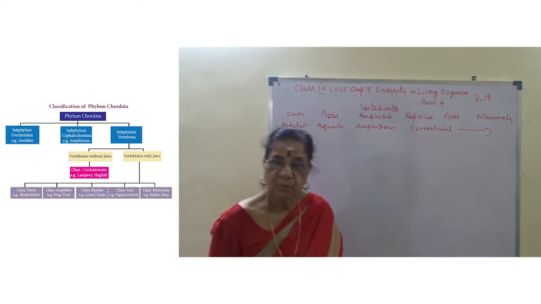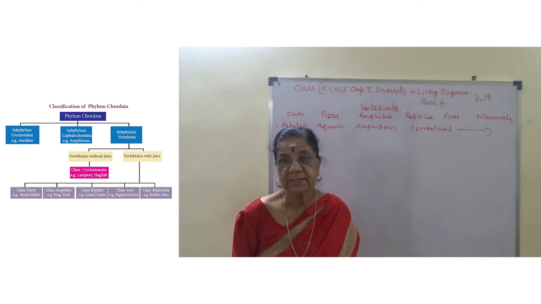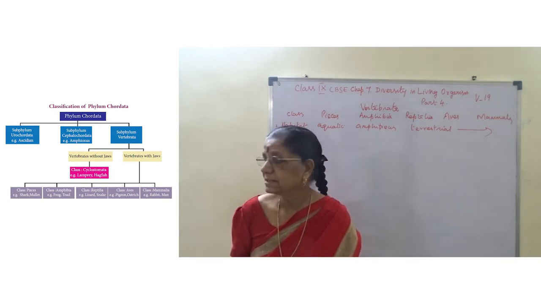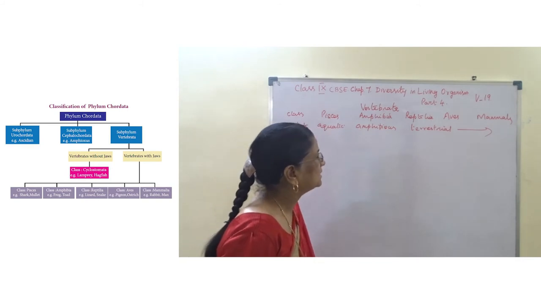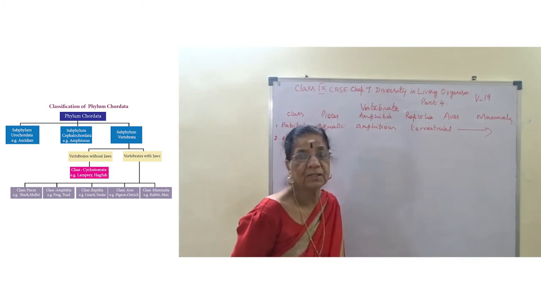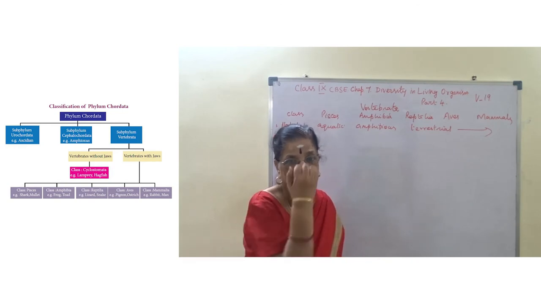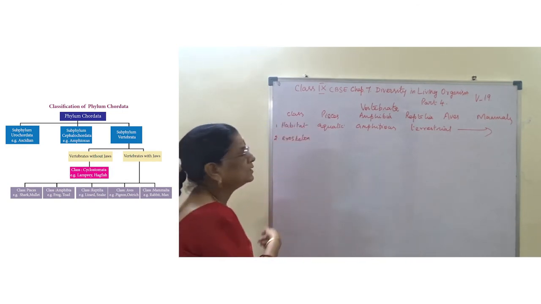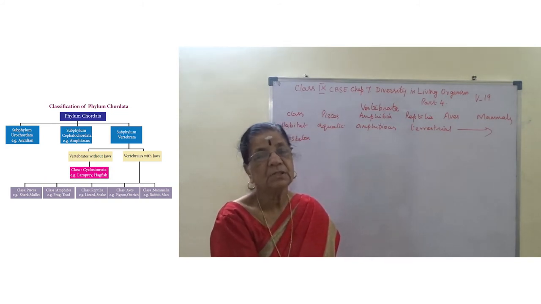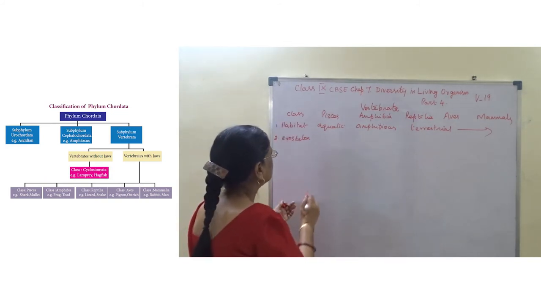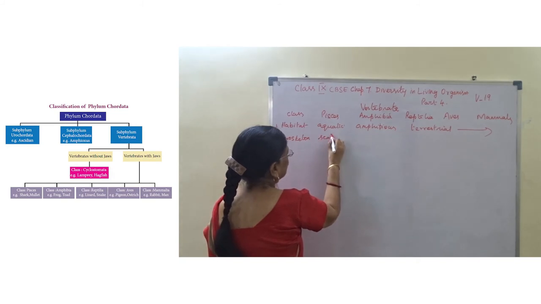It exhibits both water and land. Moisture is needed to complete its life cycle. And then reptilia, apes and mammals, they are terrestrial form. And then they have exoskeleton, outer covering of the body, where here they have scales.